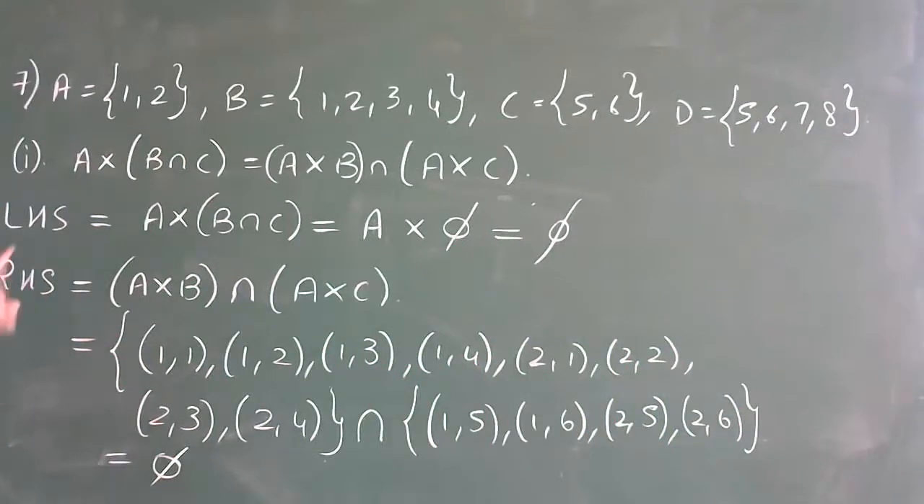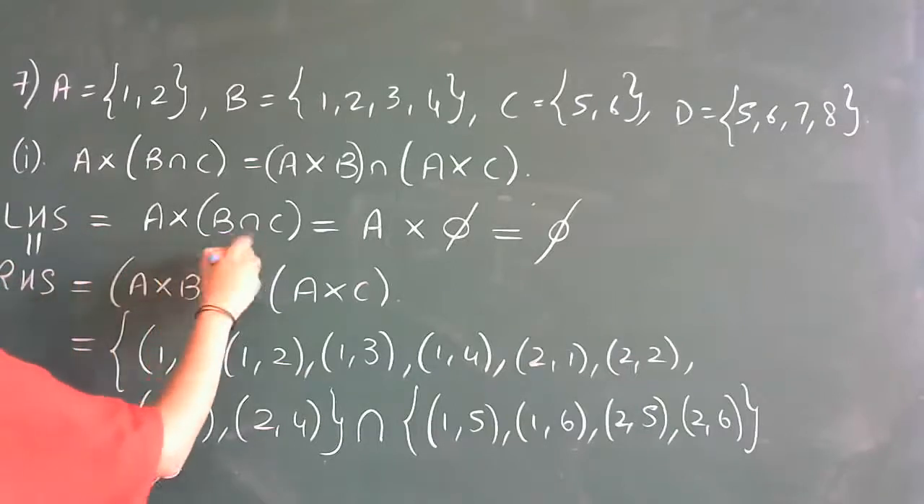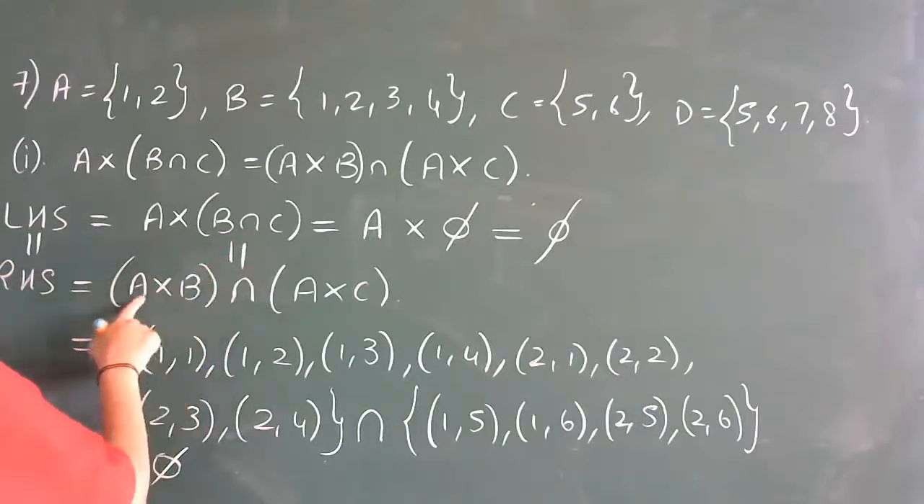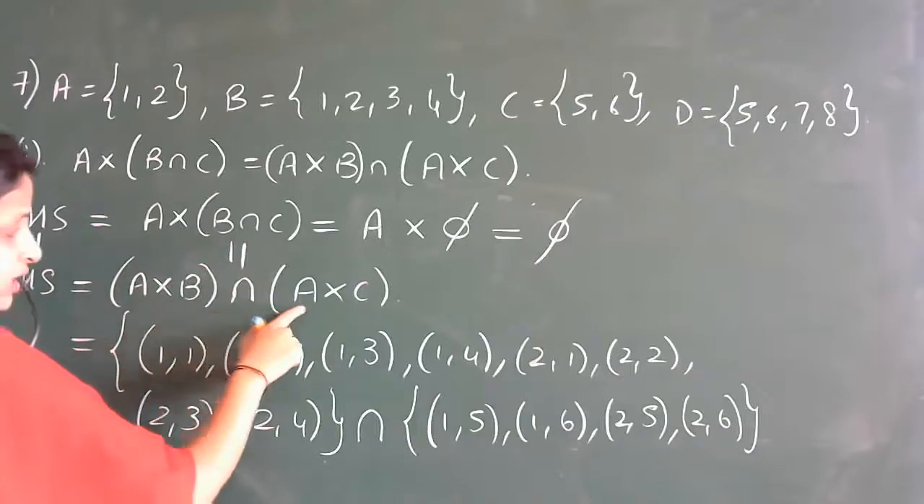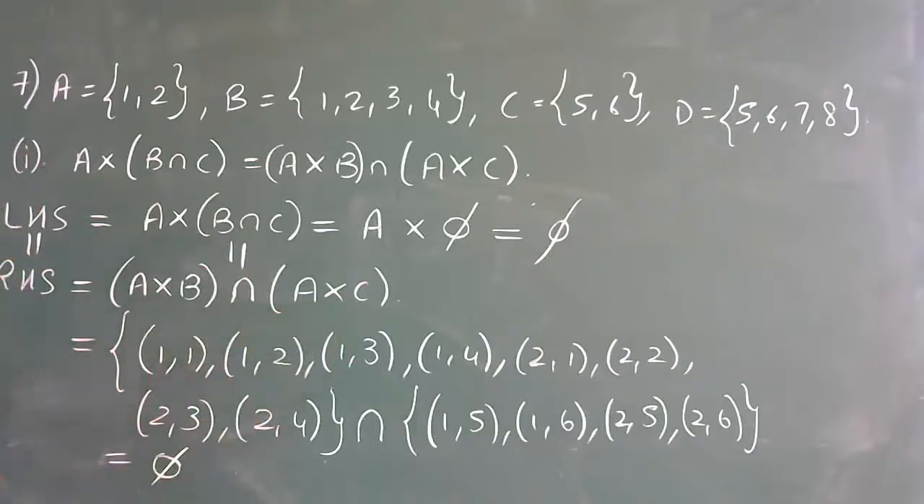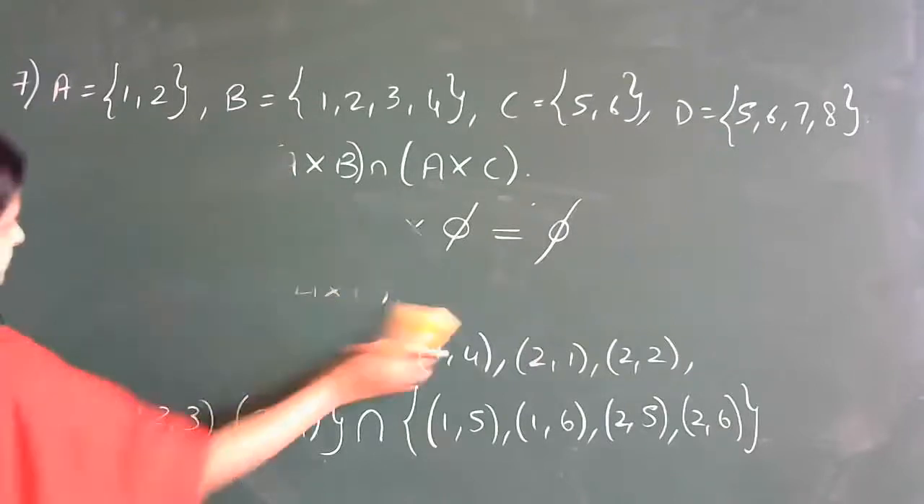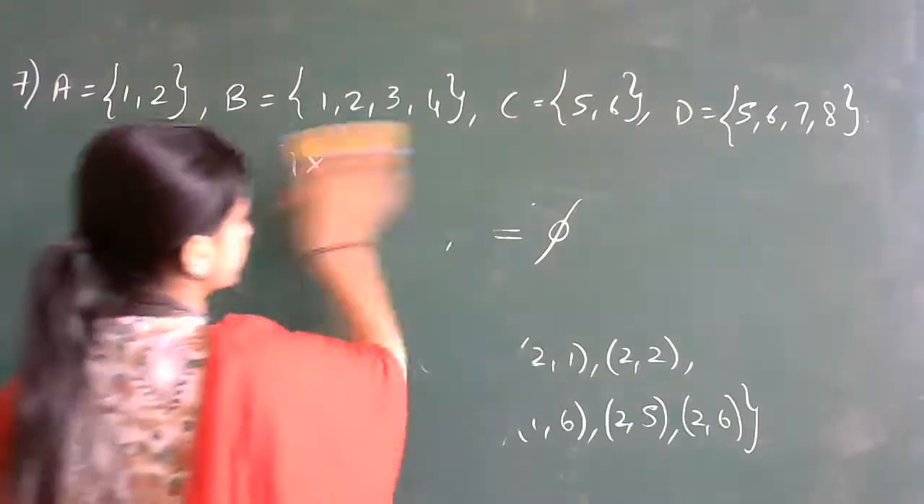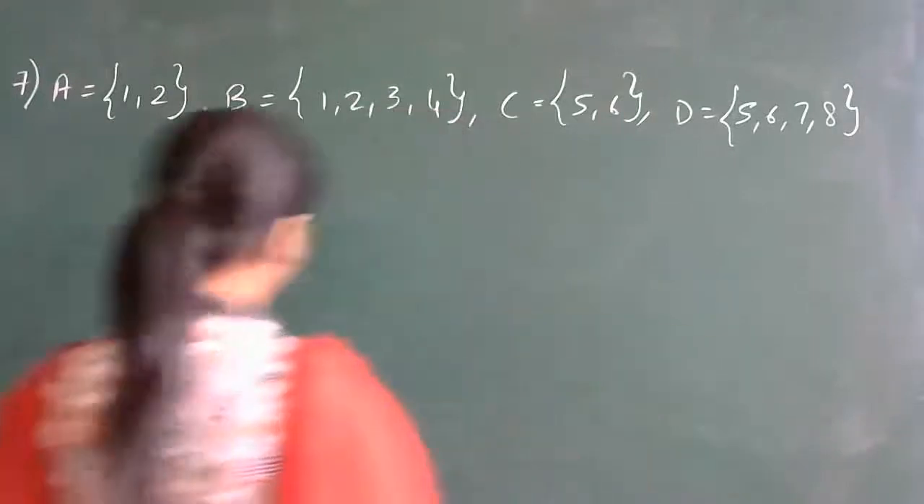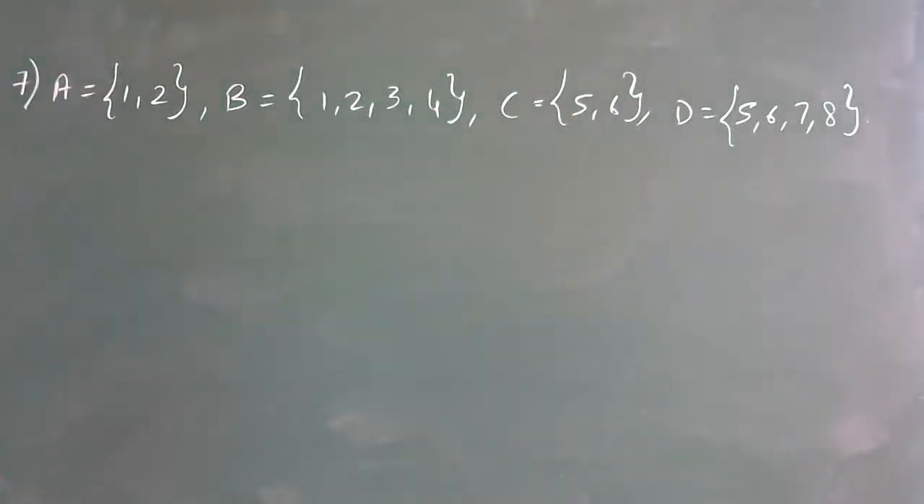So LHS is the null set as well as RHS is the null set. Hence LHS is equal to RHS. Means A cross (B intersection C) is equal to (A cross B) intersection (A cross C). Thus we have proved the first one. I hope everyone got it. Did you all understand, students?